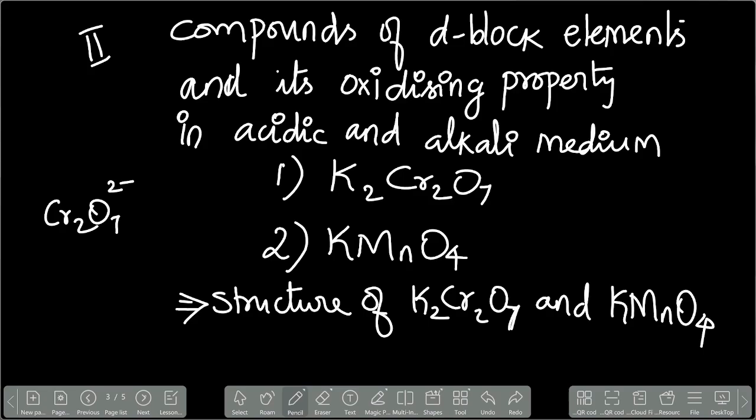See, chromium. Now how many oxygen is there? 6 only, but it needs 7. So where will it come? Between the metals, right? So make it very clear, the structures are also very, very important. Structures and all, they have not asked yet, but from this year onwards we are expecting, right?